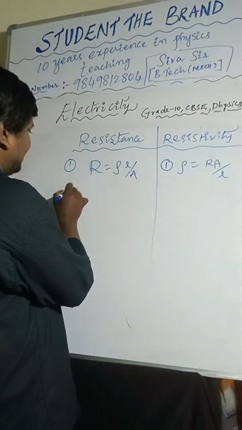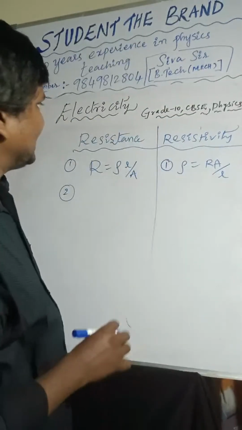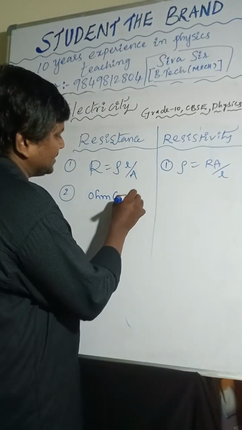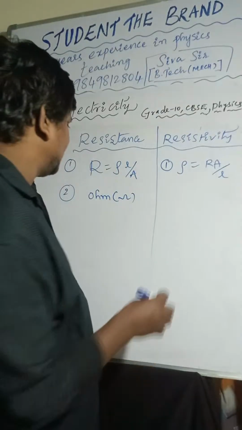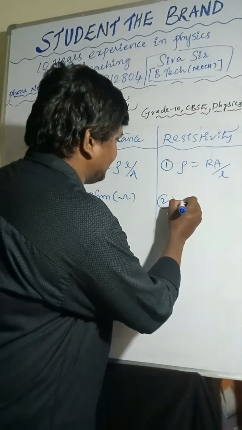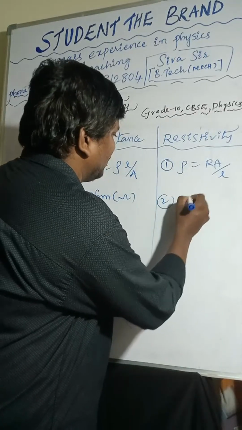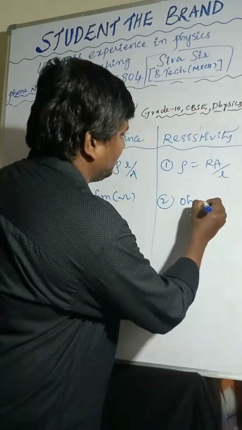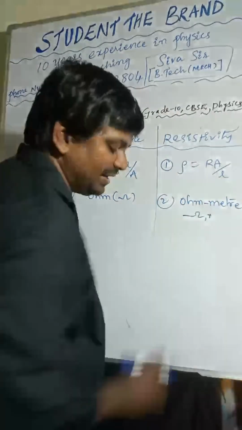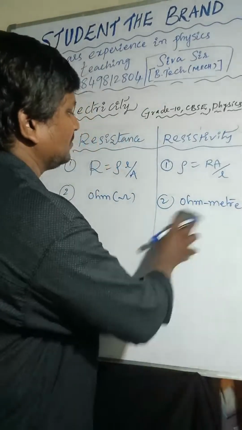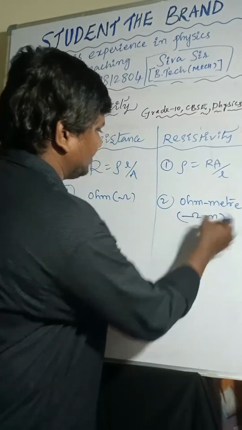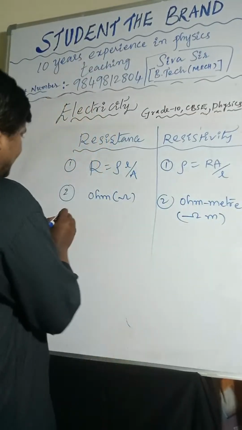So second one is the SI unit. SI unit of resistance is ohm. SI unit of resistivity is ohm meter.